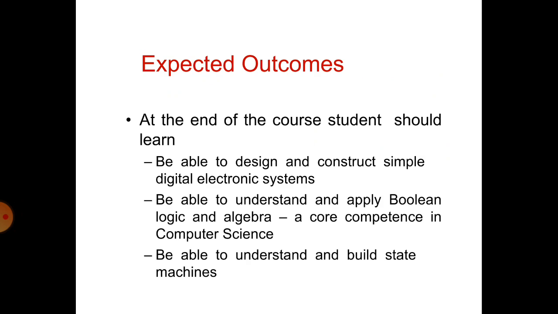So this slide shows the expected outcomes. At the end of the course, the student will be able to design and construct a simple digital electronic system, and be able to understand and apply Boolean logic and algebra, a core competence in computer science, and be able to understand and build state machines. So these are the expected outcomes from this syllabus.